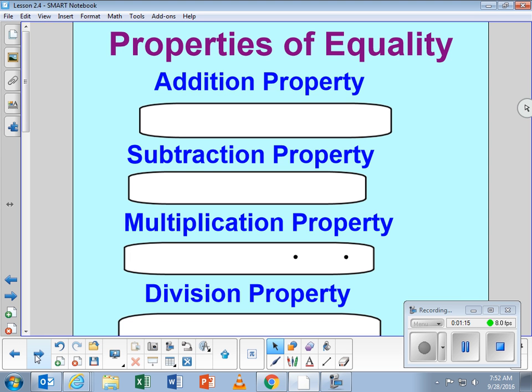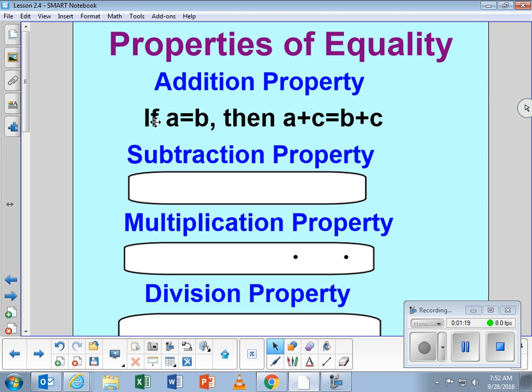Okay, properties of equality. You learn these in algebra. The addition property of equality says if A is equal to B, then A plus C is equal to B plus C. In other words, if you're solving the equation, you want to add 5 to one side, what do you have to do to the other? Add 5. That's correct. Addition property of equality. All these properties in the book would say of equality on them. I just put that up here at the top, of equality.